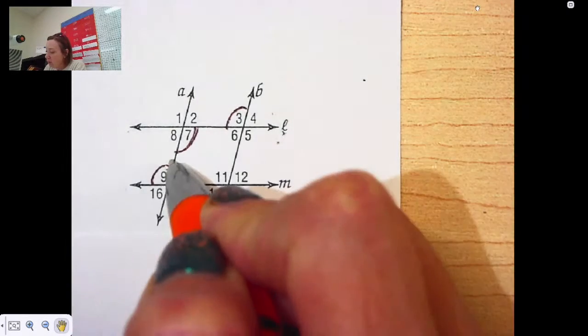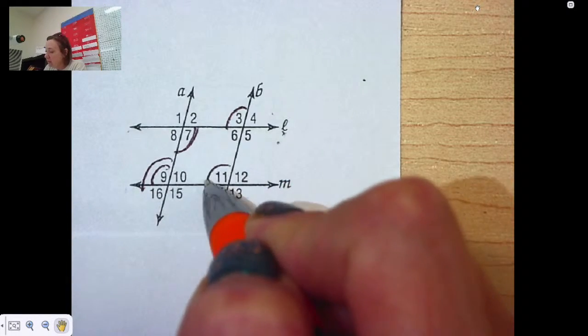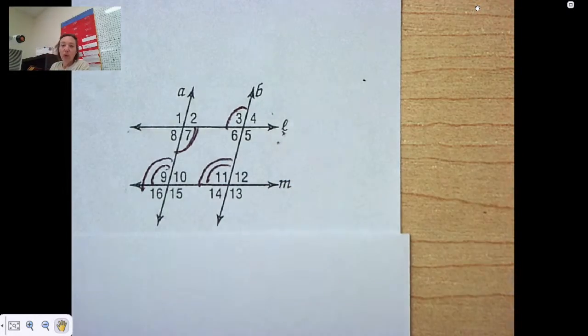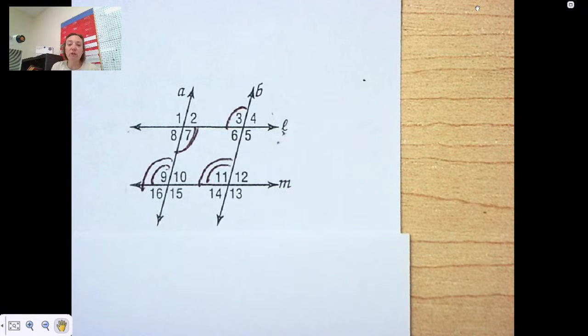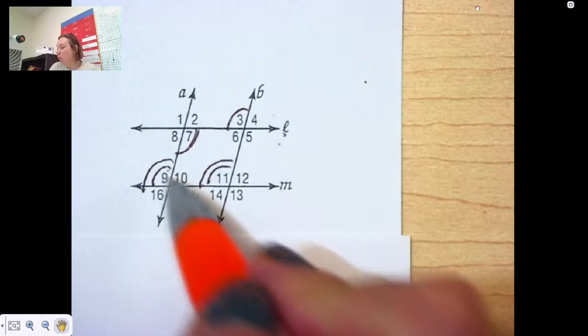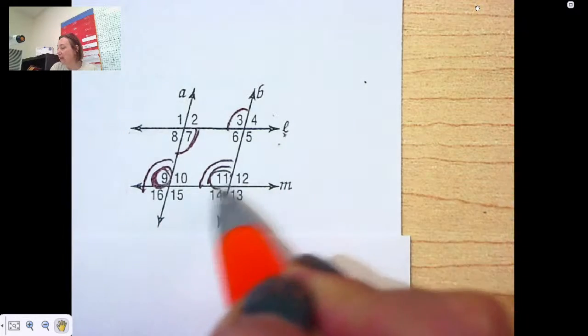Okay, so number 2 is asking about 9 and 11. So angle 9 is this guy right here. Angle 11 is this guy right here. What do we know about them? What's their transversal? M. What are the lines that the other 2 lines are connected to? A and B, right? So if we're talking about lines being parallel, it's going to have to be A and B. Not their transversal, the other 2 lines. Now, what's their relationship to each other, 9 and 11?